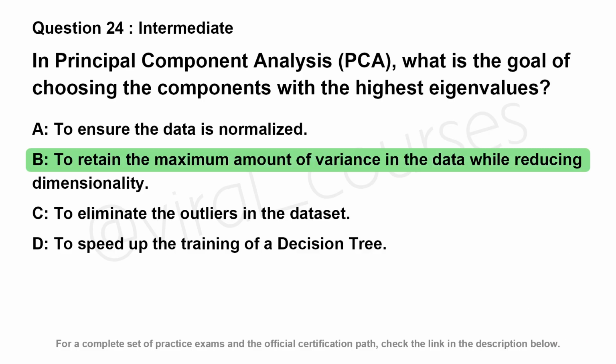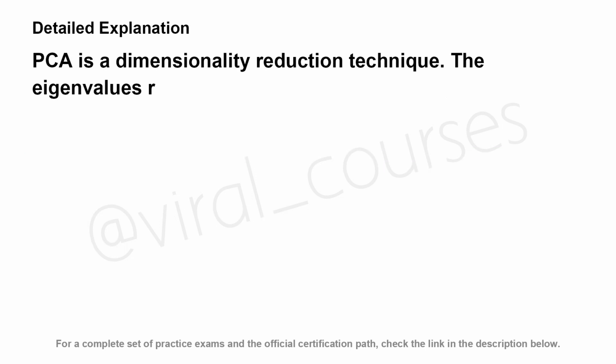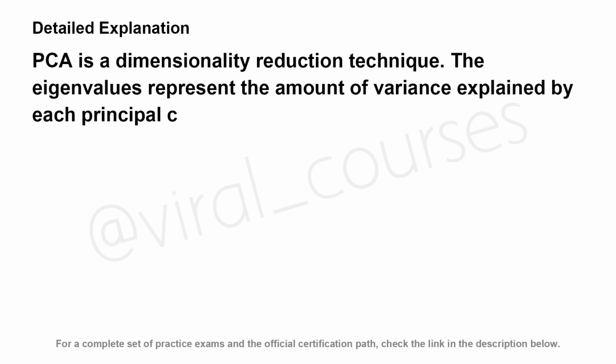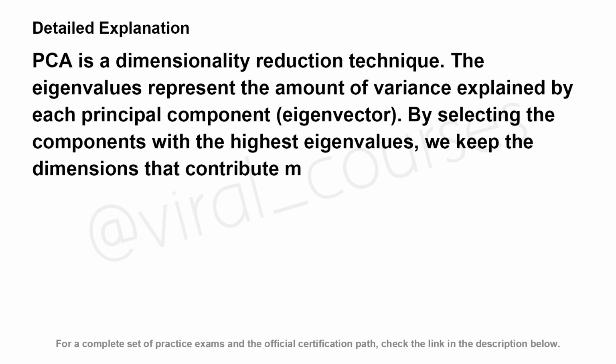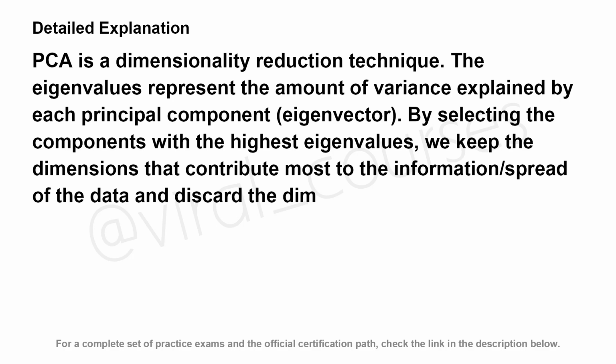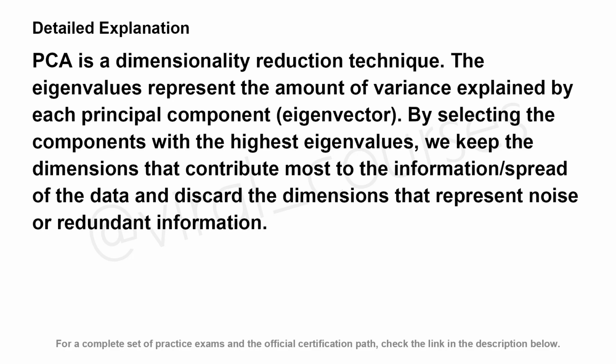The correct answer is B. PCA is a dimensionality reduction technique. The eigenvalues represent the amount of variance explained by each principal component. By selecting the components with the highest eigenvalues, we keep the dimensions that contribute most to the information spread of the data and discard the dimensions that represent noise or redundant information.